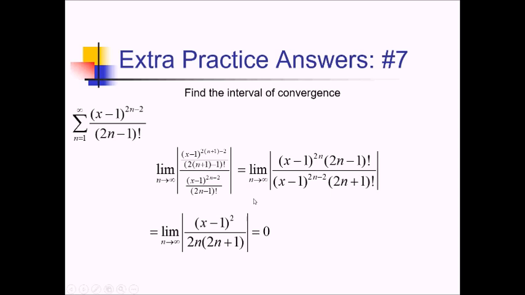So normally we would have an absolute value with an x in it that we would set less than 1 and solve for x, but we just came up with 0, and 0 is always less than 1. That means this is going to converge for all x values, no matter what, because no matter what you plug in for x, this is still going to be a true statement. So that means that our interval of convergence is negative infinity less than x less than infinity.